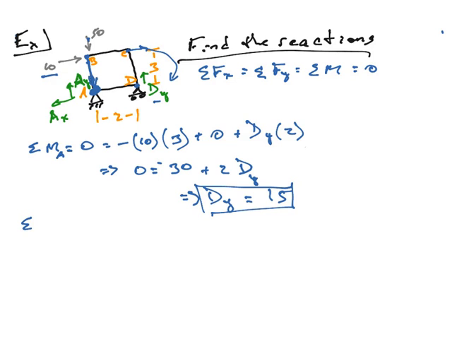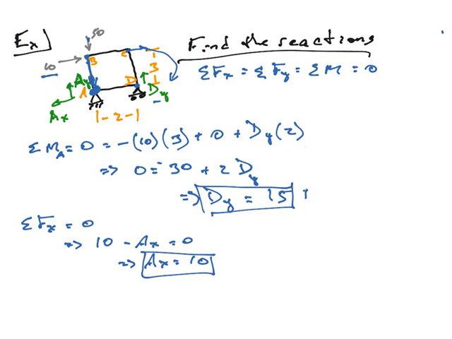Let's go to the forces in x. All right, so what are all the x forces? Let's see, I've got 10 to the right. I've got ax to the left, so minus ax. Those are all the horizontal forces, set it equal to 0. So I get ax is equal to 10. Notice he came out positive, so that tells me my guess was correct, and my guess was to the left. So dy is up, ax is to the left.